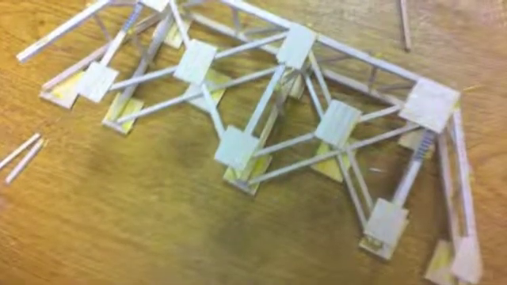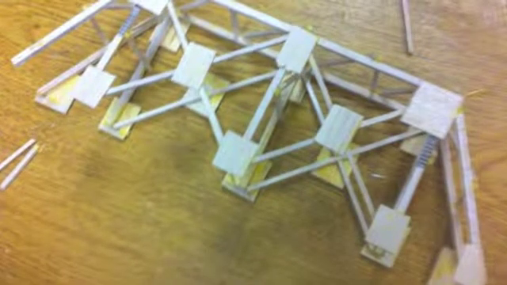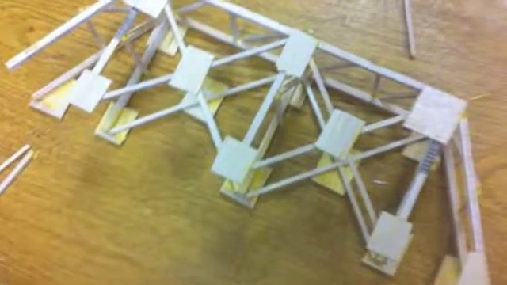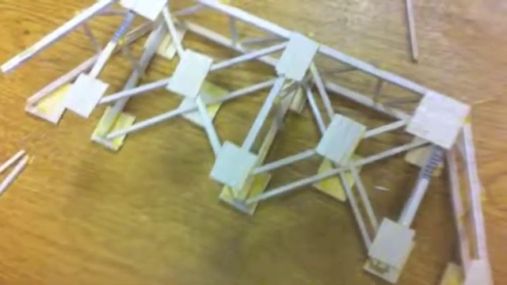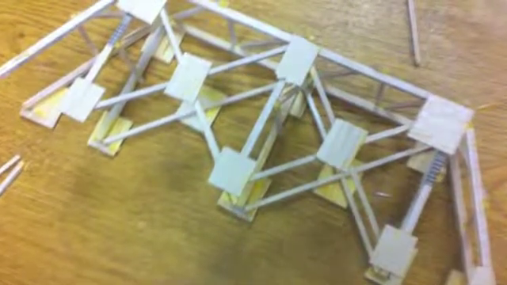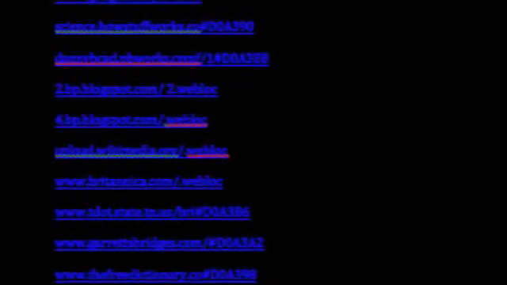The bridge broke because of tension. The weight pulled up on the bridge, causing the top portion and the bottom portion to pull apart. The bridge could have been made better by adding more balsa wood on the sides of the bridge. This would have made the top portion stronger and could have prevented the tension.